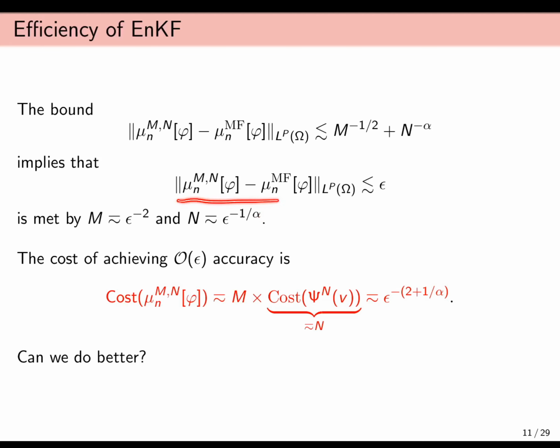And then I achieve this kind of cost, and it's fairly straightforward to see that this kind of accuracy comes with the cost which is stated here. I just need to multiply the number of particles with the cost of simulating one of these particles. And then the transition to MLEnKF will show that you can actually improve the efficiency of this kind of method quite a lot by extending to the multi-level setting.